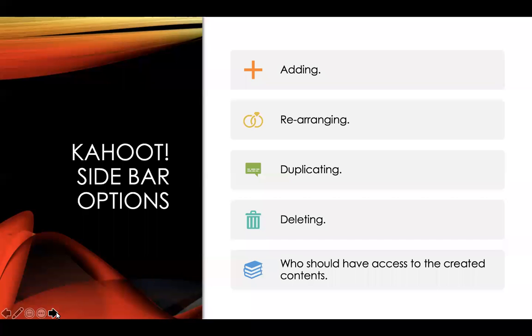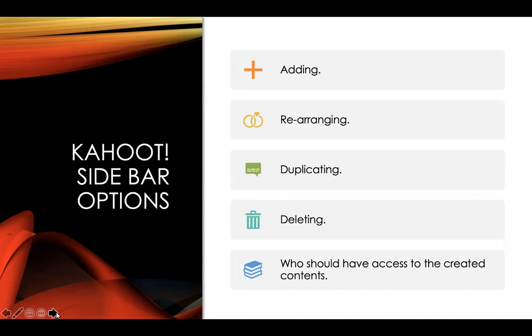So also on the Kahoot and the sidebar, you have some options for the answers. When you create a Kahoot and want to add a question, you hit the plus sign. You can also rearrange the questions if you like. You can duplicate a question. Of course, you could delete a question.